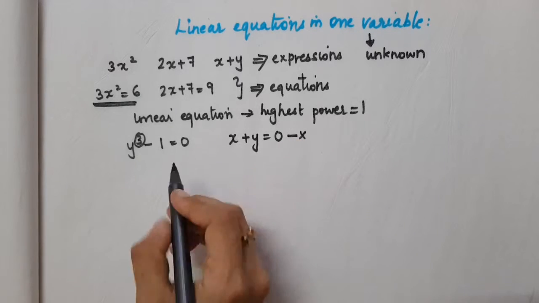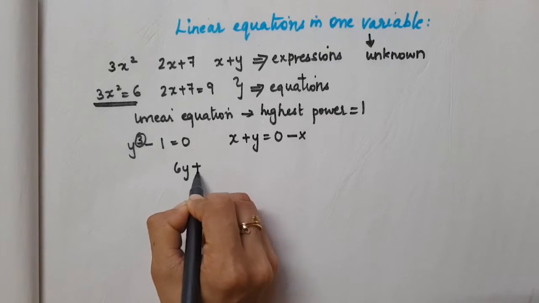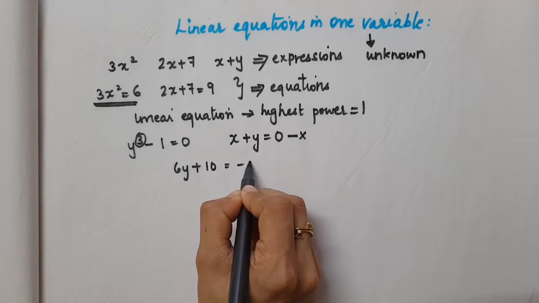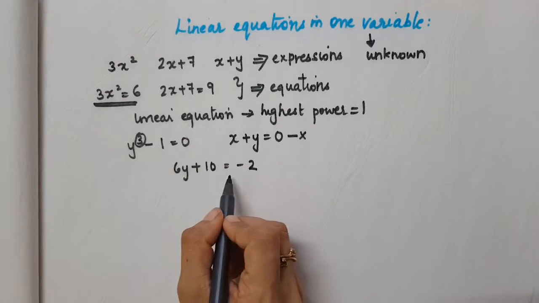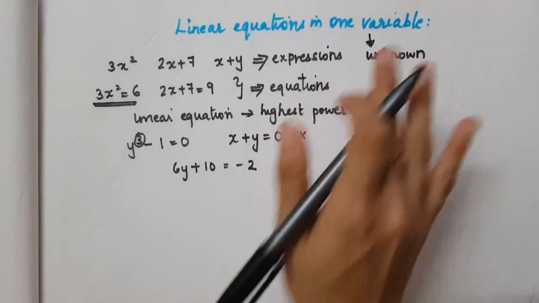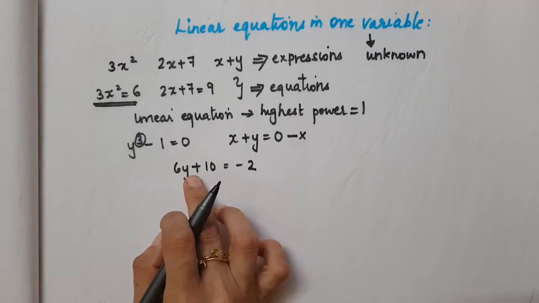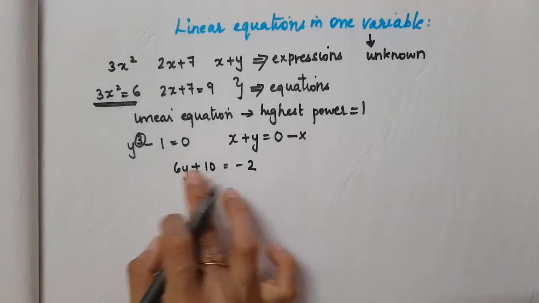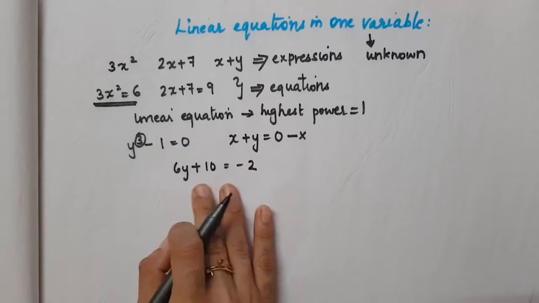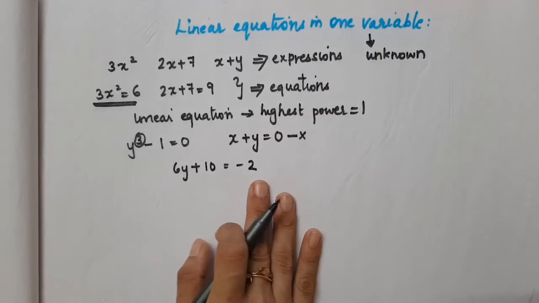Okay, so for example, 6y plus 10 is equal to minus 2. This is a linear equation in one variable. All three conditions are satisfied. This is an equation. This is linear because the highest power is 1. There is no square or cube or anything in the equation, and there is only one variable in this equation.